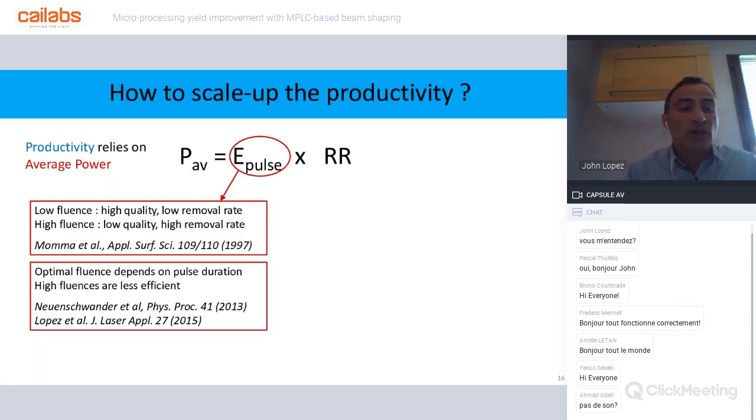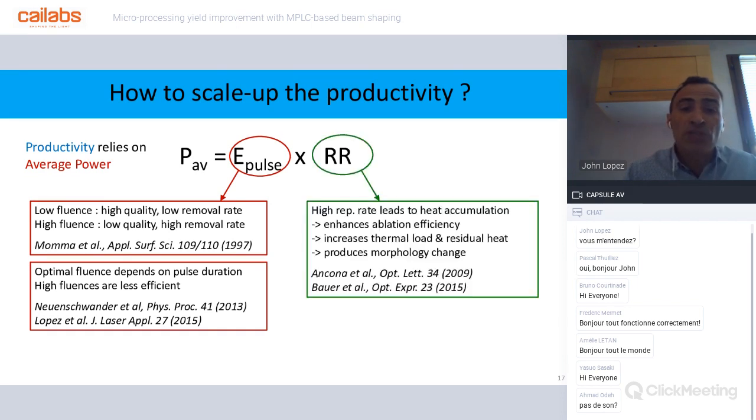We also know that there is an optimum fluence that depends on the pulse duration, and that high fluences are less efficient. Now, if we increase the rep rate, when the pulse-to-pulse delay is shorter than the mean heat reaction time, we will introduce some heat accumulation. So the temperature of the part will increase pulse after pulse, and we can take benefit from that since it will increase ablation efficiency. But in the meantime, you will increase the thermal load and introduce some detrimental effect due to the residual heat.